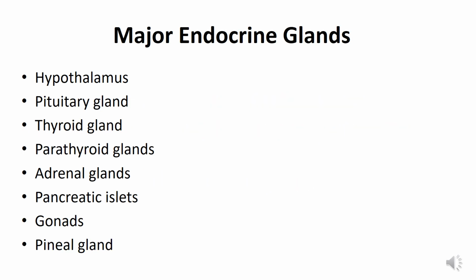It controls growth, energy, mood, sleep, and reproduction. These glands release hormones directly into the bloodstream. Each hormone carries instructions to different parts of the body. The hypothalamus is the control center of the endocrine system.